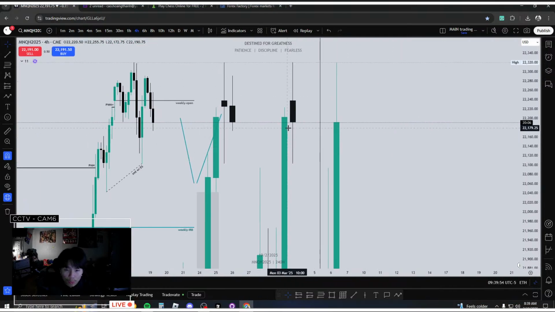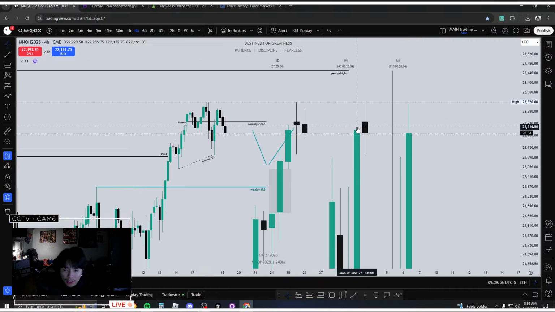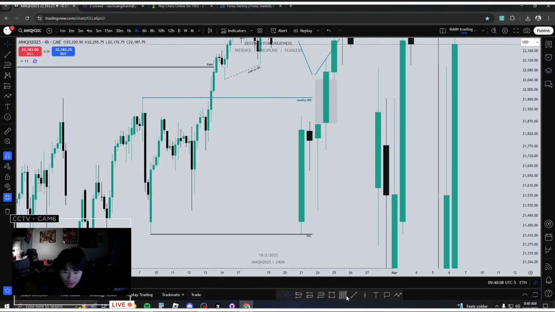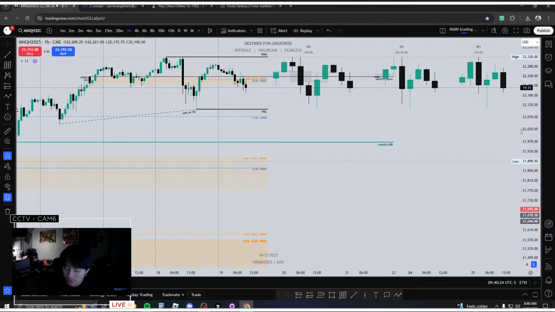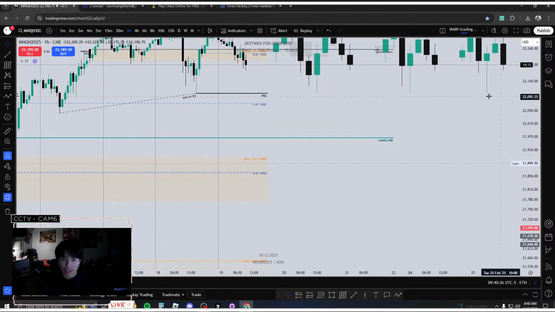So on the weekly time frame, our weekly objective was for us to take out the weekly high. The previous daily candle, we didn't really have a bias, but this daily candle, we have an objective, and our objective on this daily candle is to take out the previous day high.